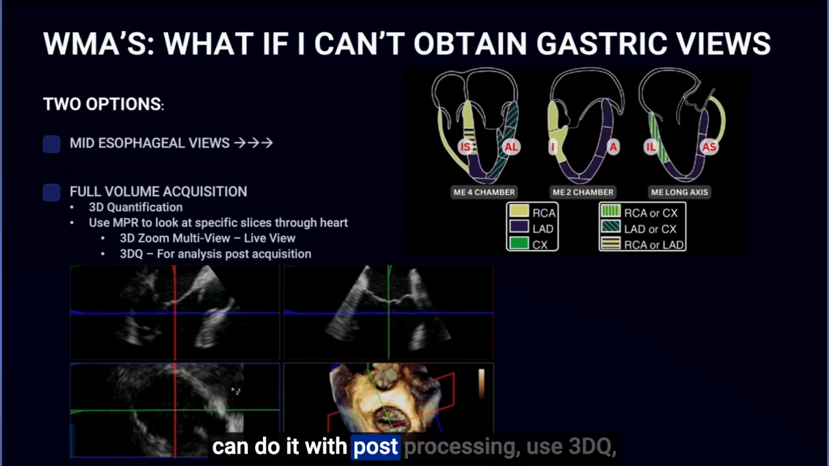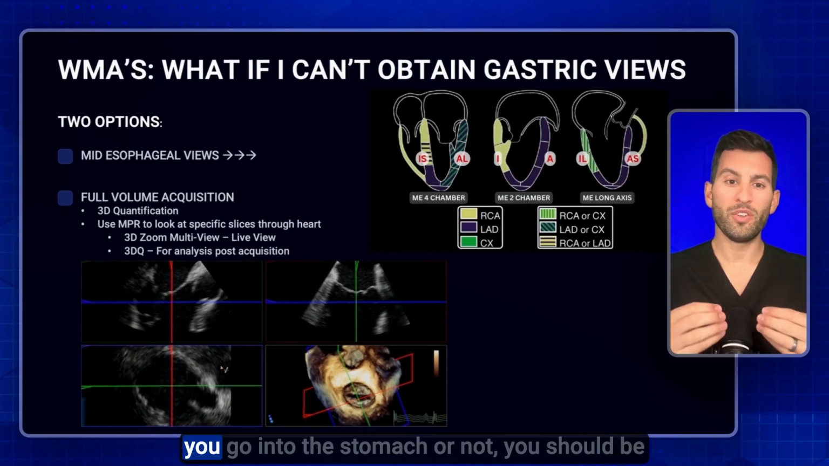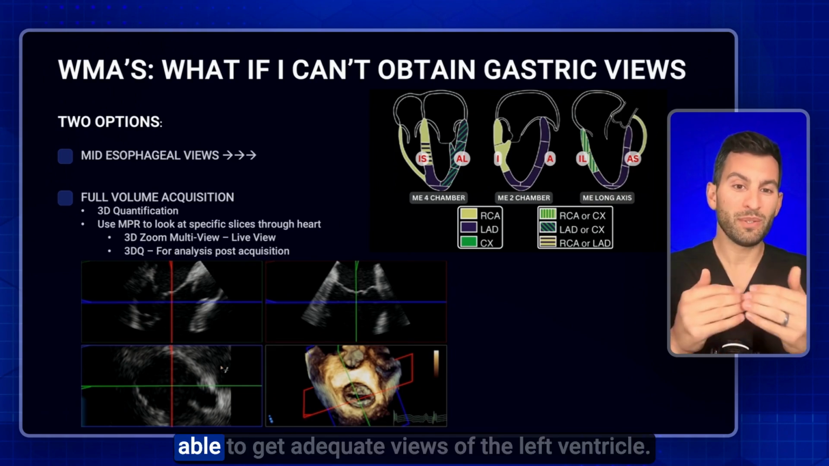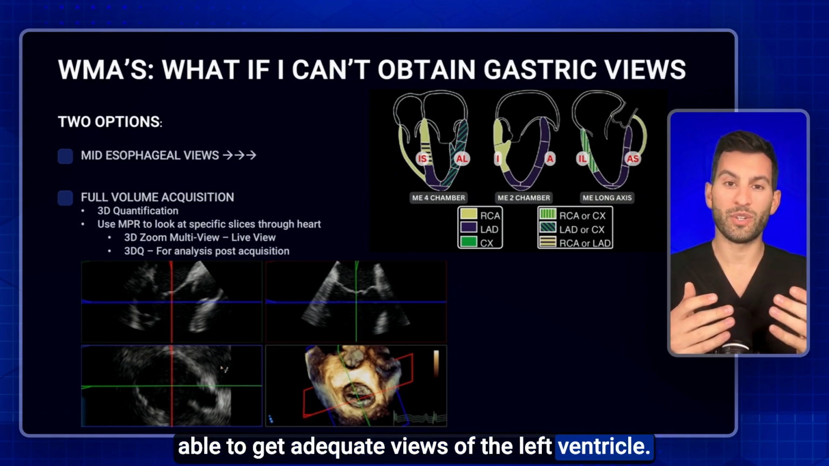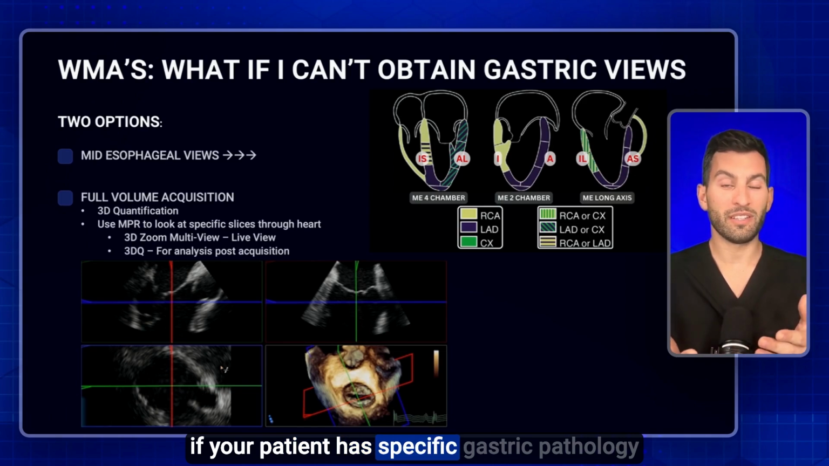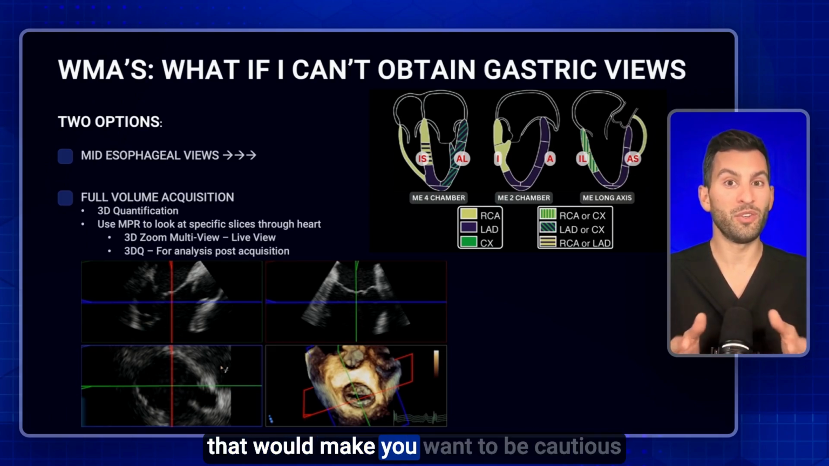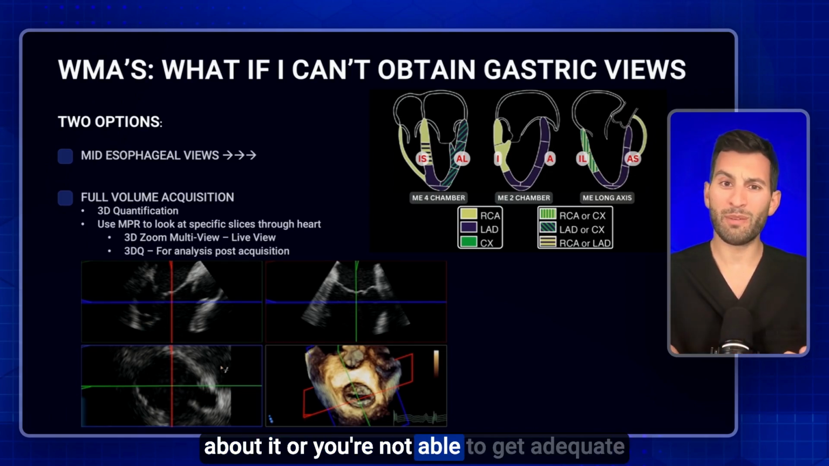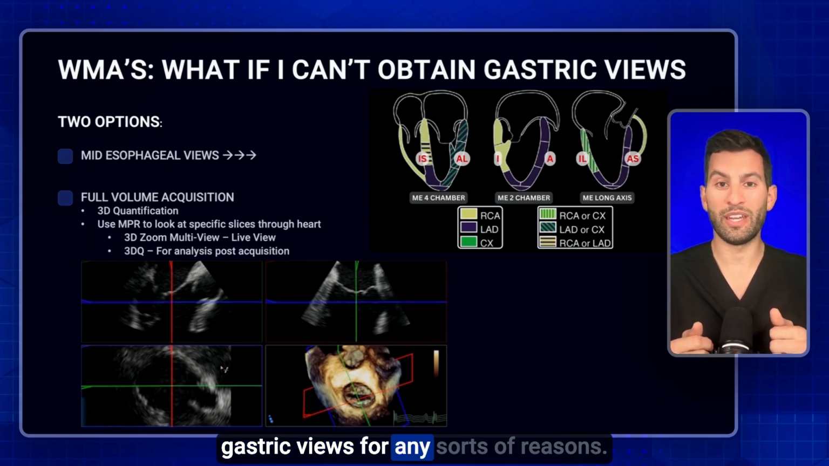Or you can do it with post-processing, use 3DQ and look at specific segments and align them exactly where you want in the LV. But what this lets you know is that whether you go into the stomach or not, you should be able to get adequate views of the left ventricle. So it's just another tool to have in your pocket if your patient has specific gastric pathology that would make you want to be cautious about it, or you're not able to get adequate gastric views for any sorts of reasons.